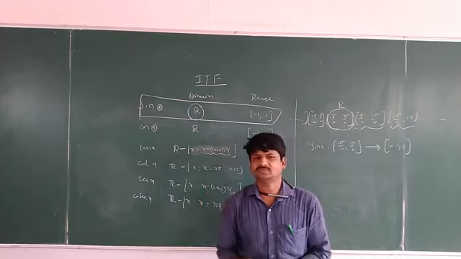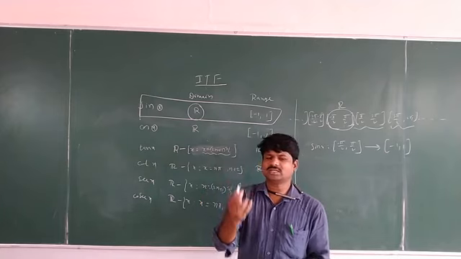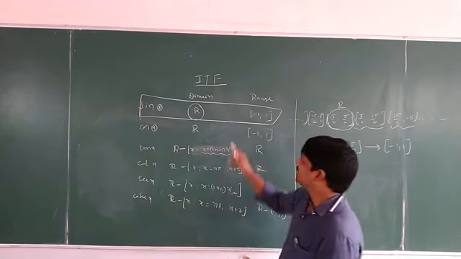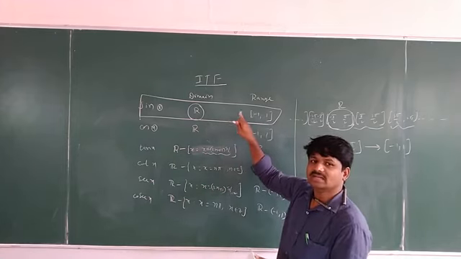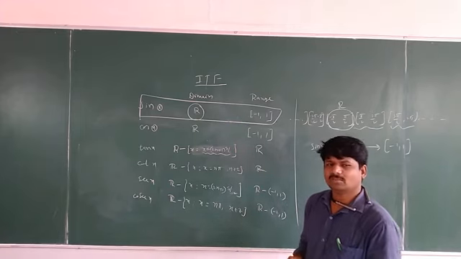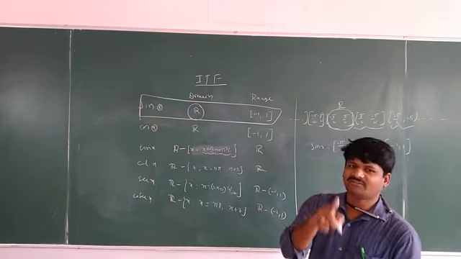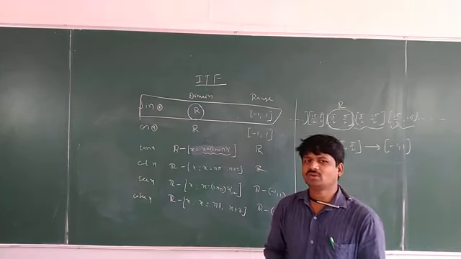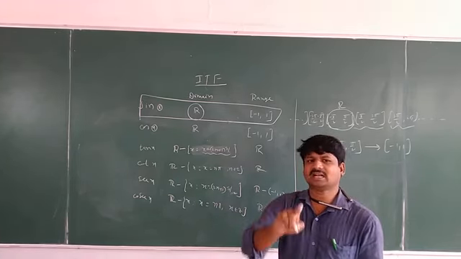It is onto. It is not one-to-one. So it is not bijective. Whenever you say it is not bijective, then that sin function is not invertible. But we have to define the inverse of this trigonometric function. We have to define the inverse function of the trigonometric functions.